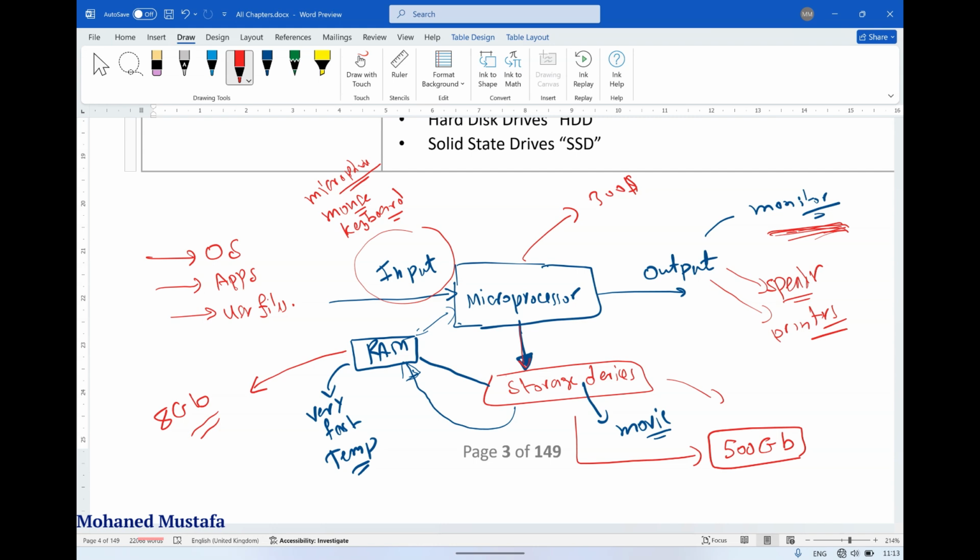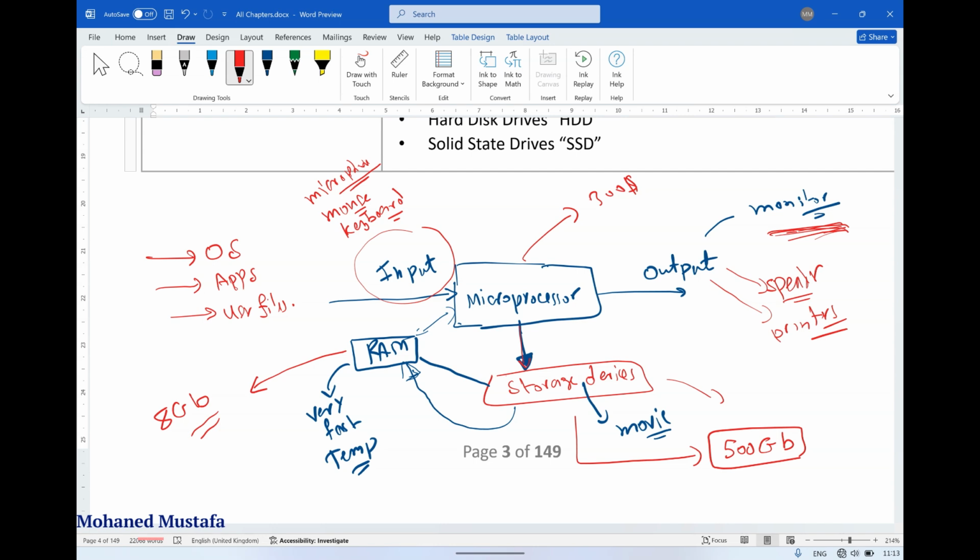It will take time to load. We call it a loading time. Why does it take time to load? Because part of this app has to move where? To a faster memory, which is the RAM. You get it?